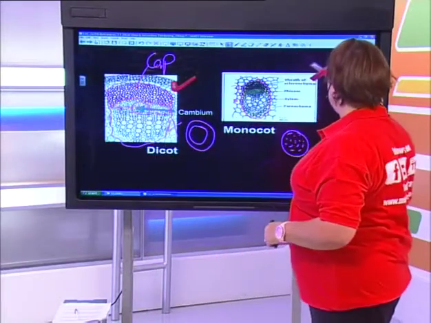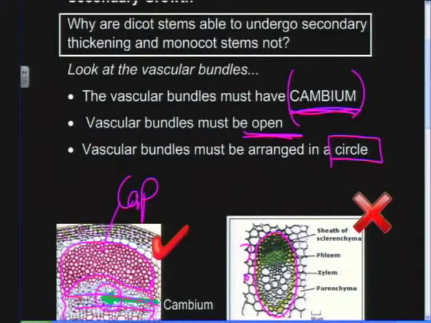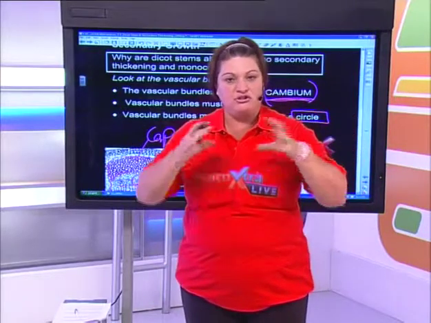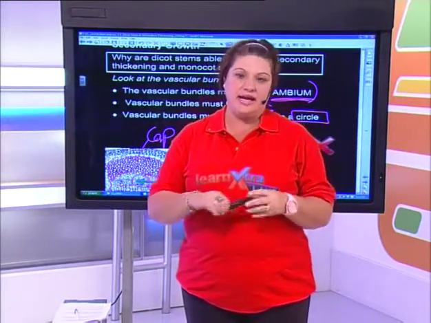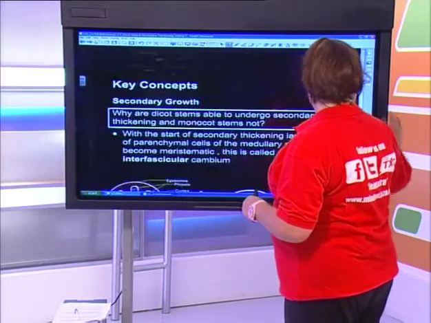So if we go over it again, you'll see the vascular bundles must have cambium. That's why I put it nice and big. They must be open, no sclerenchyma confining them. And the last one, very important, they must be in a circle. So just looking at the shape and the structure of it, we can see exactly what we are going to do. So let's start.